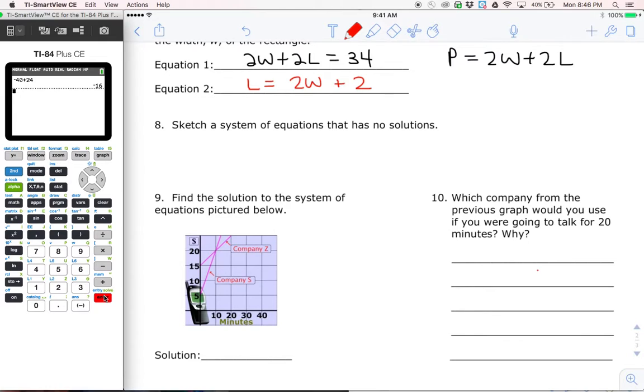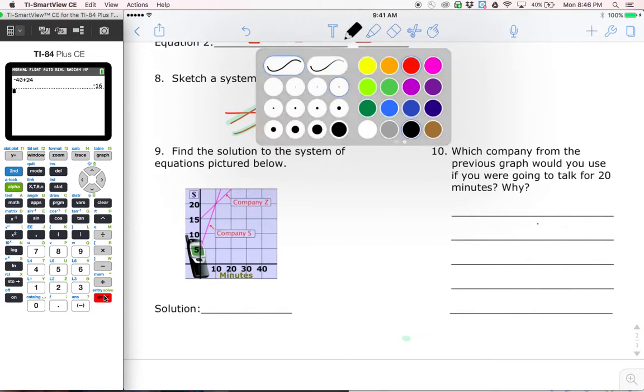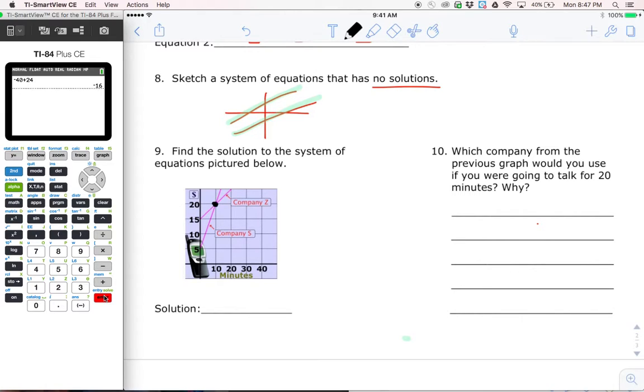8 is really simple. Sketch a system that has no solutions. Okay, well, that just means the lines are parallel. Done. So my 2 lines here are parallel lines. They're not going to cross. That's going to have no solutions. Find the solution to the system of equations pictured below. All right, well, it's where they cross. So that point right there is over 10, up 20, and that's it.